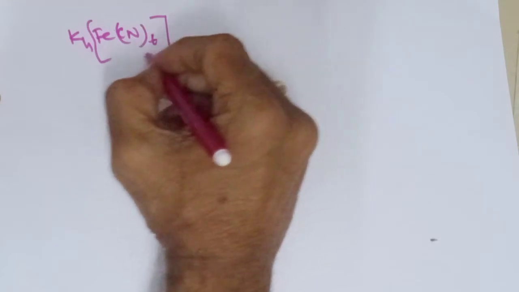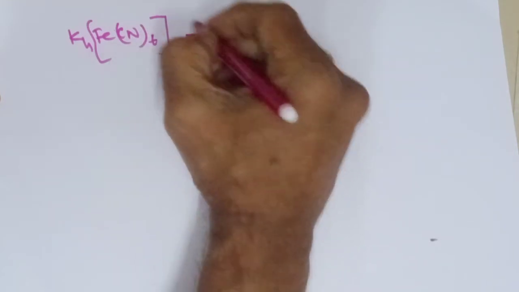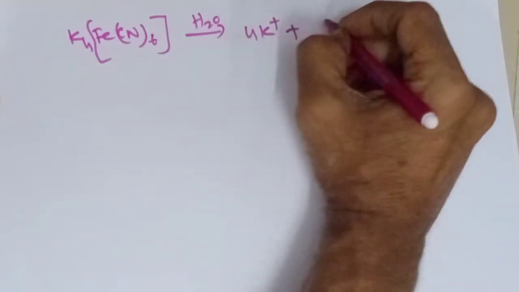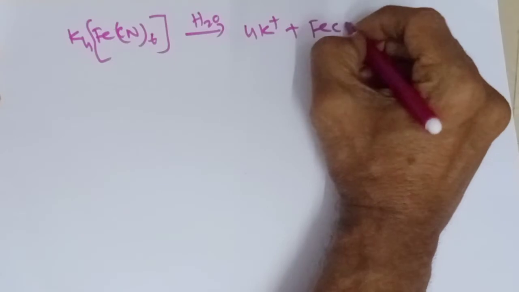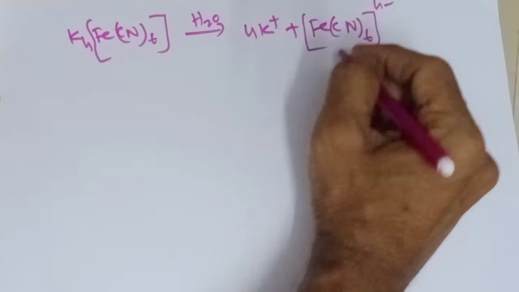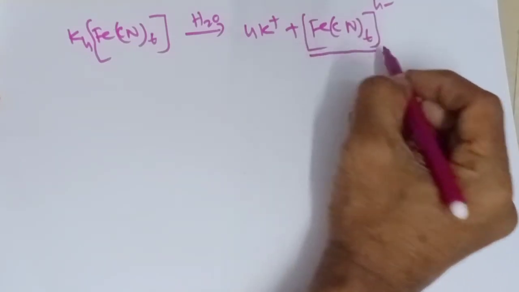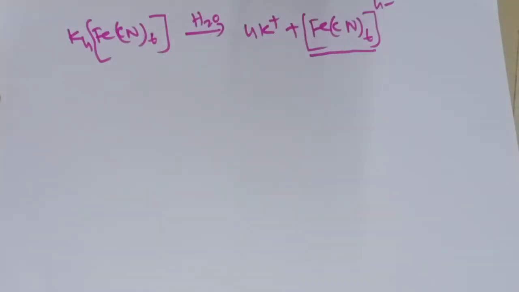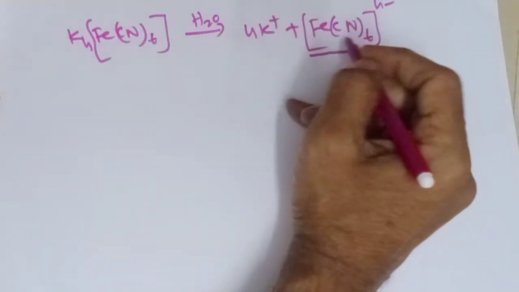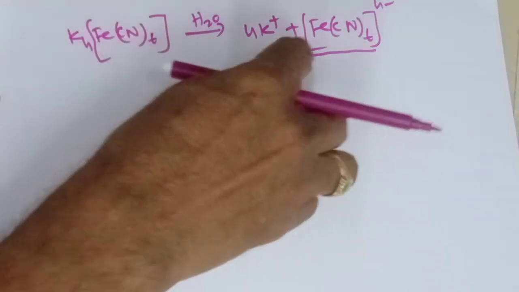Dissolved in water, we have 4 potassium ions plus [Fe(CN)6]4-. This is a complex. You have many examples. Potassium ferrocyanide we have taken. If you go for discussions, 4K plus and hexacyanoferrate(II). This is a complex.